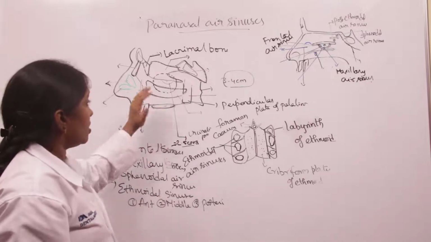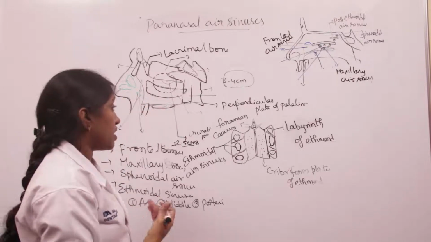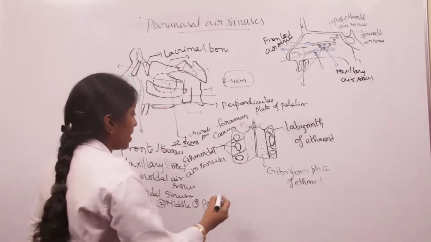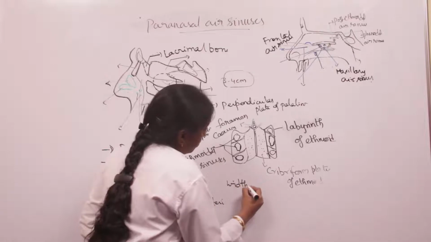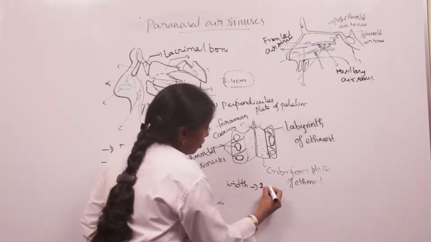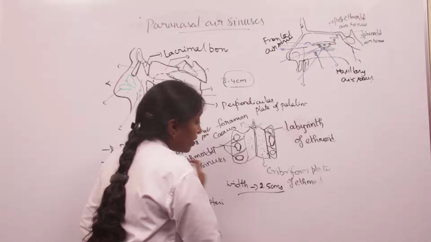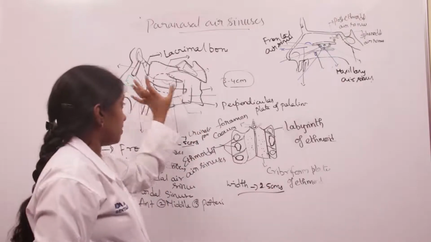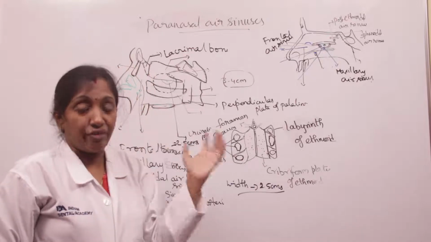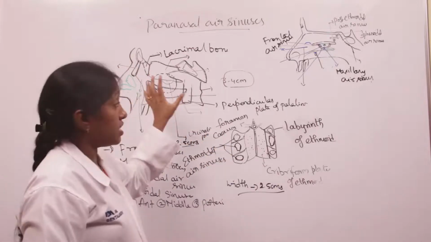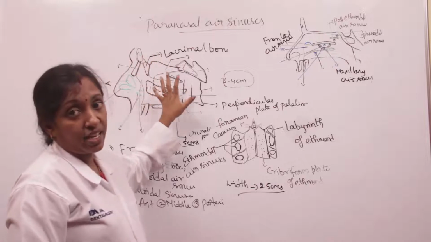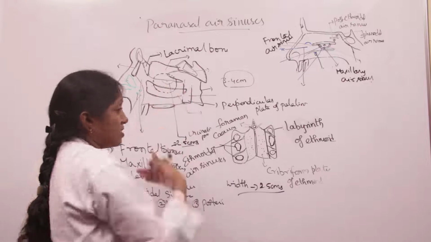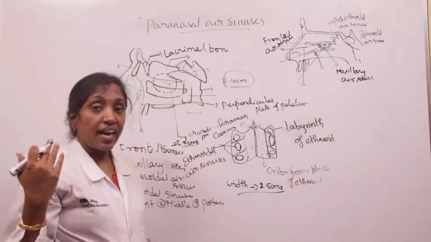The average height of the maxillary air sinus is about 3.5 centimeters, and the anteroposterior diameter is also 3.5 centimeters, but the width of the maxillary air sinus is about 2.5 centimeters. It is the first sinus to develop. One more thing is that this maxillary air sinus is frequently infected during sinusitis. We know that infection of the sinus is called sinusitis. The maxillary air sinus is the most frequently infected paranasal air sinus.